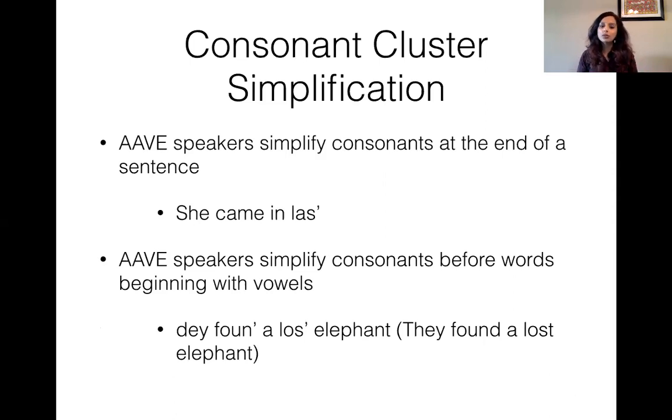Now, they also simplify consonants at the end of a sentence. So she came in last. And they simplify consonants before words beginning with a vowel. So they found a lost elephant, right? So you drop the d, it's a consonant cluster in found, and lost, right? The t. So elephant starts with a vowel, and so in they found a lost, that t is dropped, right?